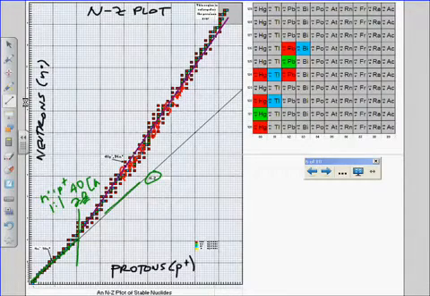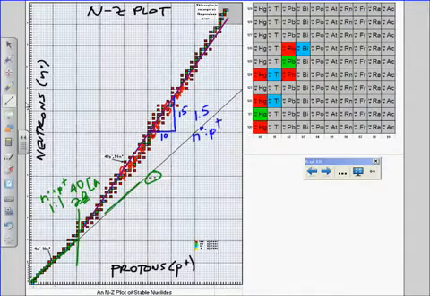For atoms that are bigger than calcium size, for the ones that are up here in this upper region, larger than 20 protons, if you look at this carefully, it looks like we go over 10 squares and up 15 squares, so the slope is pretty close to 1.5. So for the region larger than calcium, the neutron to proton ratio to get stability is that you need 1.5 neutrons for every 1 proton.